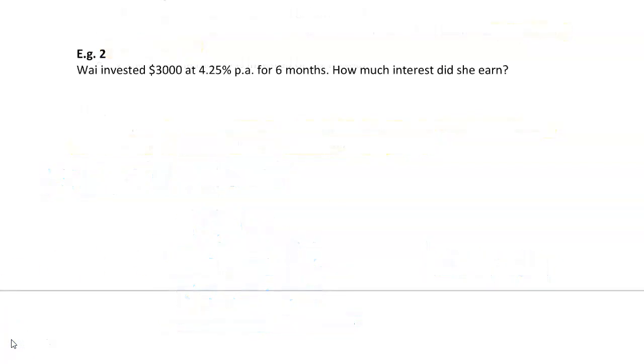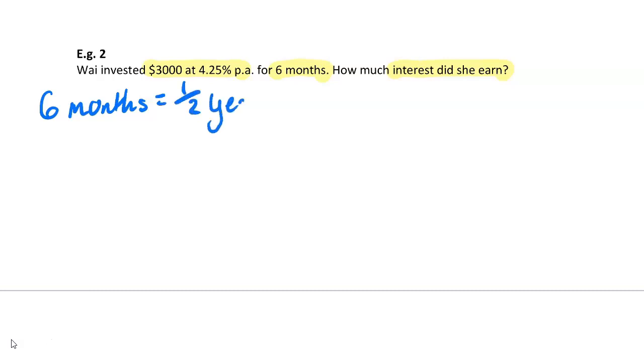Okay, so Wei invested $3,000 at 4.25% per annum for 6 months. How much interest did she earn? So that's the interest rate per annum, per year, is 4.25%. And she's invested for 6 months. Now, 6 months, how much is that in terms of years? It's half a year, isn't it?